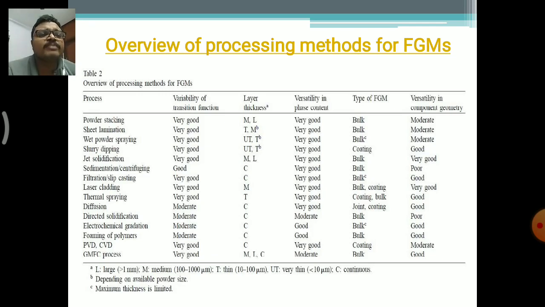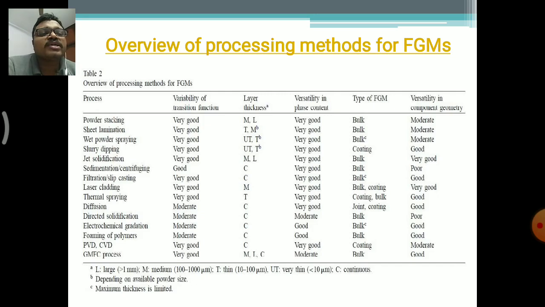The next one is the type of FGM. Is it thin or bulk FGM? The majority of the processes are bulk FGMs only. The last one is the versatility in component geometry. What is the basic geometry that different types of process are taking? It can be moderate, good, very good, or poor also. Sedimentation and centrifuging are two types of process, and direct solidification is in the poor condition also. So this chart defines the overall condition of the processing methods for FGM.